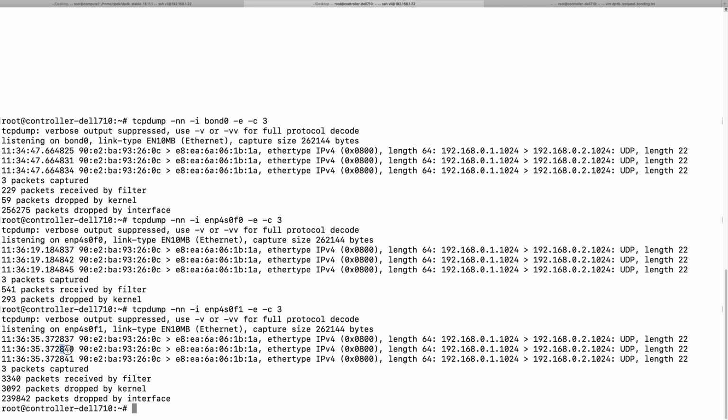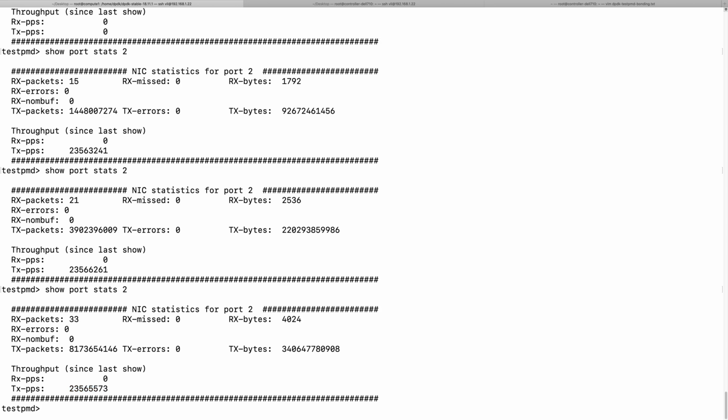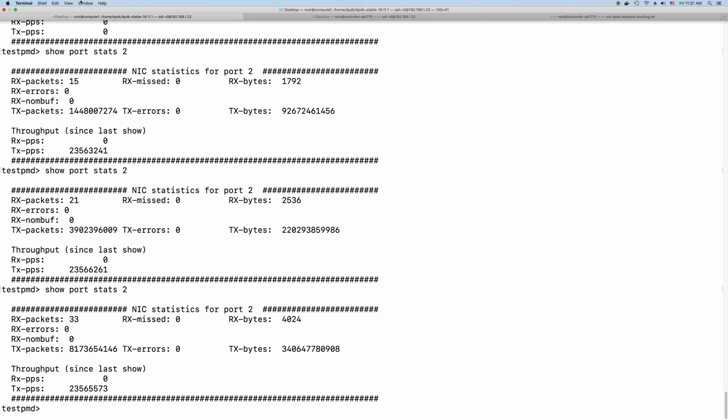Notice the one here, there's only like 1 microsecond between packets coming. And again, packets per second, 23 million, right? So that's a pretty significant packet rate. Okay, that's all for today.